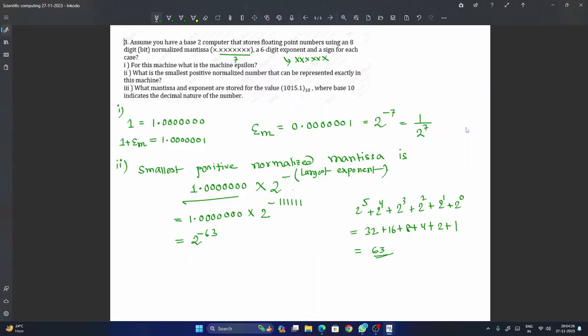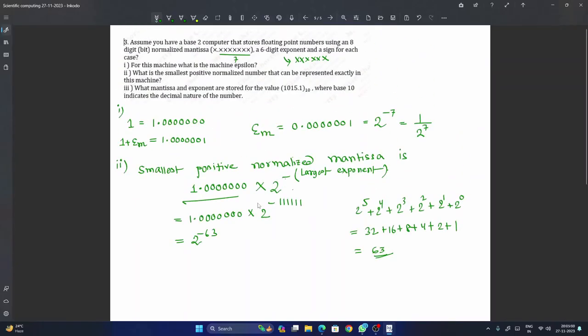No, sir. So you may get some different format machines. Maybe there are 9 digits of space, or maybe 5 digits of space there, or here maybe an exponent with, suppose, a 5-digit exponent or 4-digit exponent or 7-digit exponent. So you just have to change it according to your questions. That means this is the smallest positive normalized mantissa and this is the largest exponent, which will give you the smallest positive normalized number made by that machine.